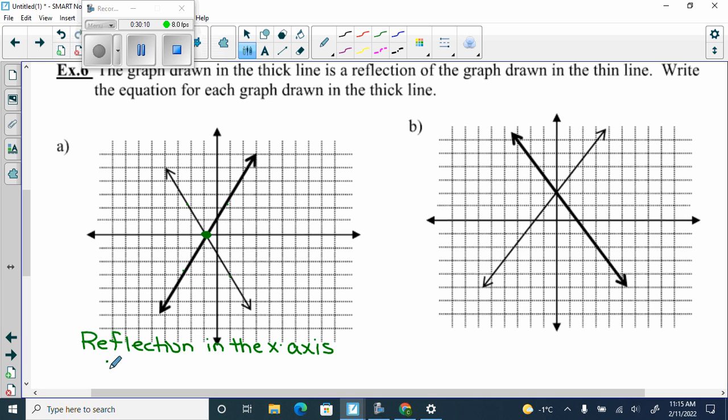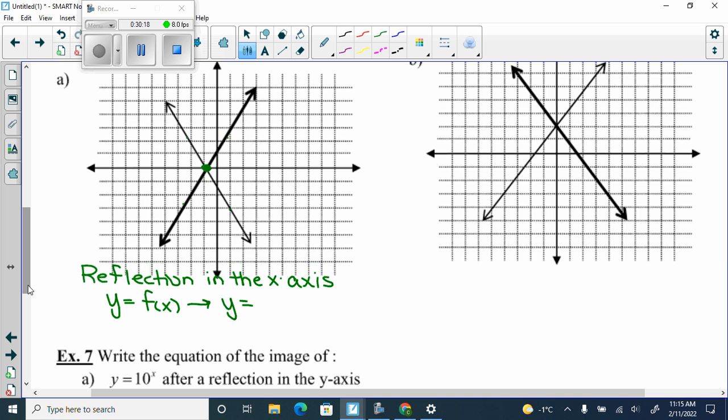So if we have y equals f of x, what's it being transformed to? Y equals... if it's a reflection in the x-axis, what's it affecting? It's negative f of x. If it's a reflection in the x-axis, it has to be with the y. If it's a reflection in the y-axis, it's going to have to be with the x. They're always the opposite.